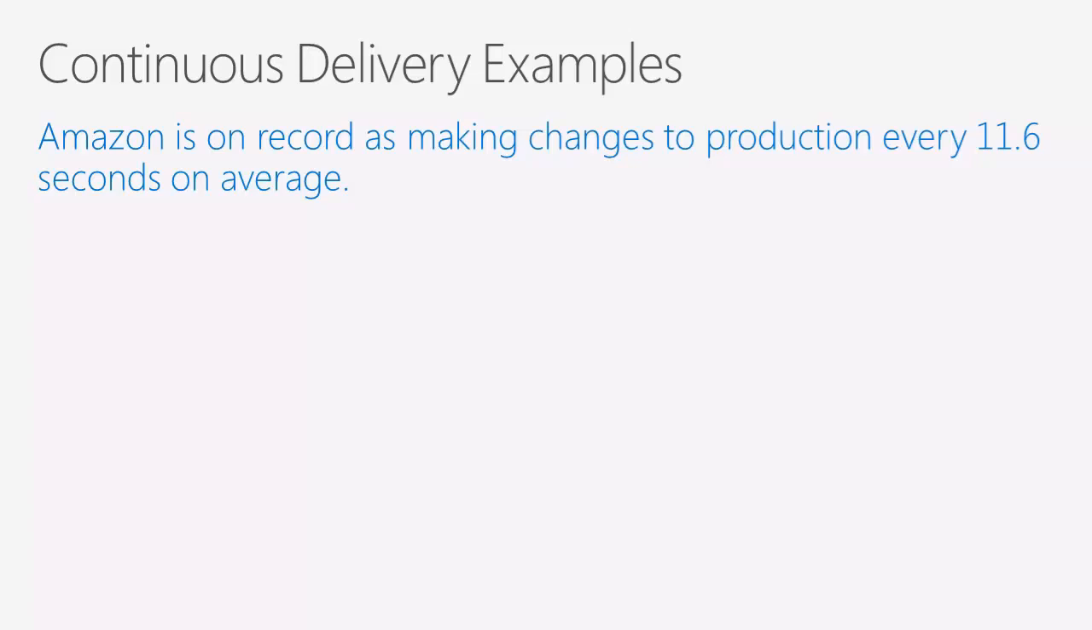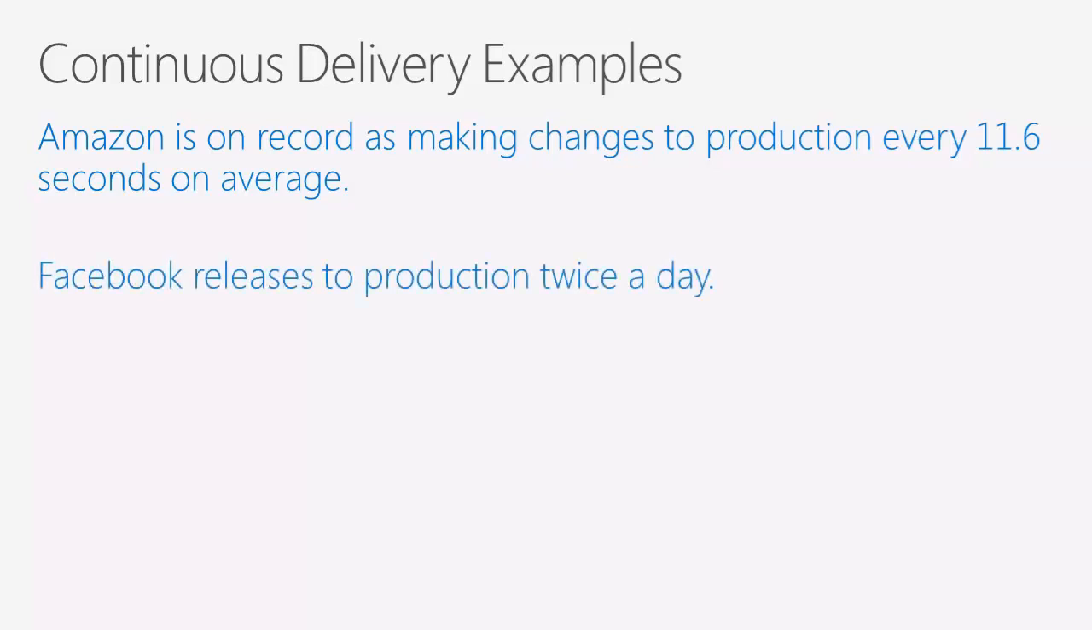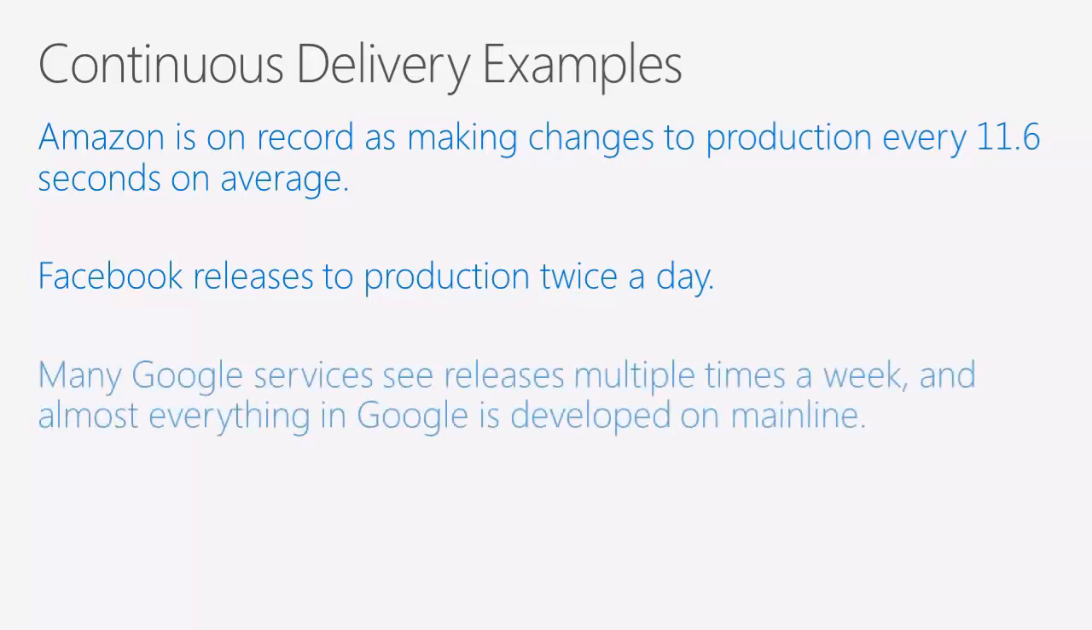They're showing continuous deployment to production every 11.6 seconds on average. When we look at Facebook, for example, we will see that Facebook releases to production twice a day. And Google as well has many services that they just develop in the mainstream and the mainline. So the main idea with continuous delivery is the ability to deploy frequently to production.